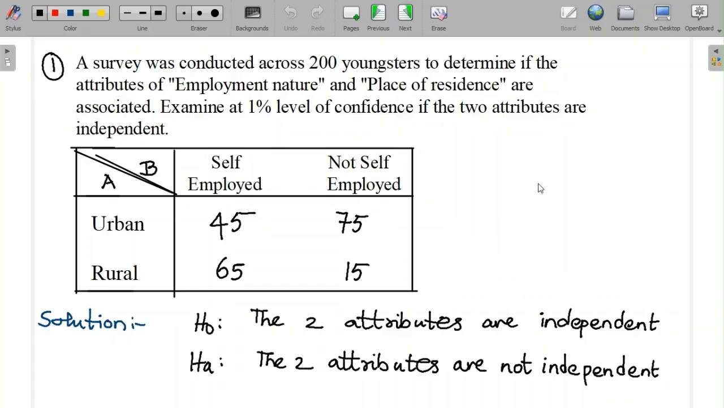So first up, we frame the statements for the null and alternate hypothesis. We see that H naught is as follows: the two attributes are independent. And HA is that the two attributes are not.